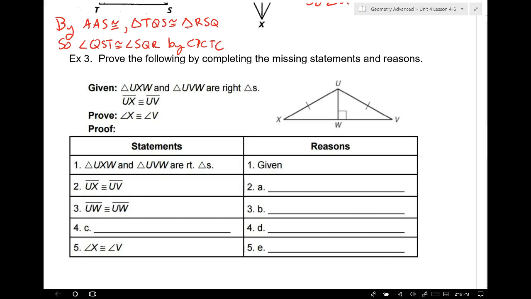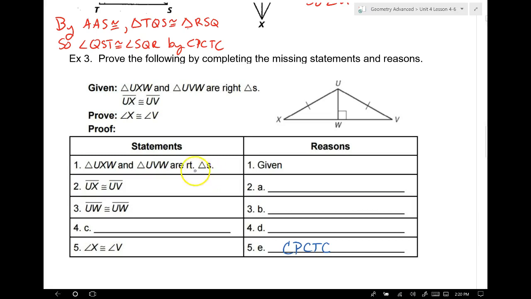What do you think I want the very last reason to be? Yeah, CPCTC. This needs to be your last reason. When can you do CPCTC? Only after what? Congruent triangles. So what has to be the step before that? Congruent triangles. Notice I'm almost working backwards here, because you can never use corresponding parts of congruent triangles being congruent unless the triangles are congruent. So that's basically my goal to get there.